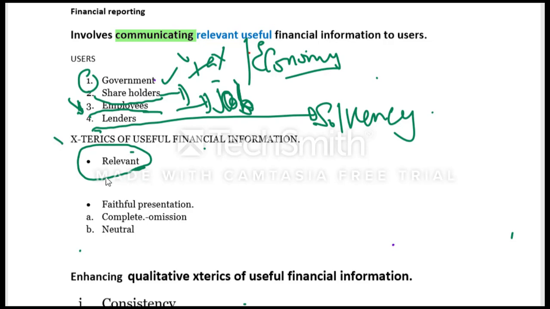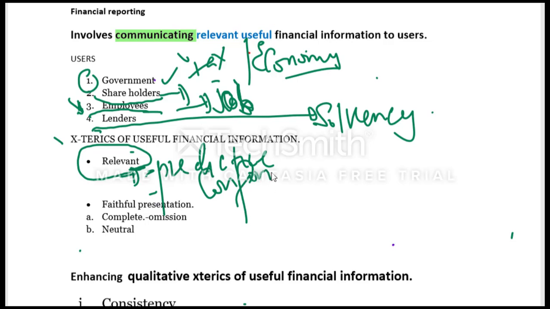In order for information to be useful, it should be relevant, in the sense that relevant financial information should be predictive, or it should confirm. It should be predictive in the sense that you can use it to forecast the future and to make decisions. It should be confirmatory, conforming to what the user is hoping for the future to be.